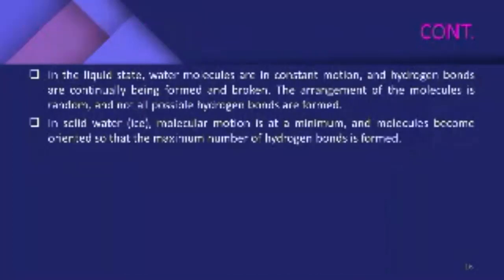In liquid state, water molecules are in constant motion and hydrogen bonds are continually being formed and broken. The arrangement of molecules is random and not all possible hydrogen bonds are formed. But in the solid state, which is ice, molecular motion is at a minimum and molecules become oriented so that the maximum number of hydrogen bonds is formed.